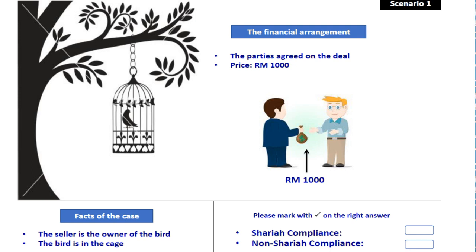So what's the status of this transaction? Is the transaction valid or not? What will your answer be? Definitely your answer will be that this transaction is Sharia compliant. Why? Because all the pillars of the contract have been fulfilled. We have the two contracting parties, which are the buyer and the seller. We have the offer and acceptance through the communication, selling and buying. And we have the price and the goods. The goods is the bird in our case, and the price is 1,000.